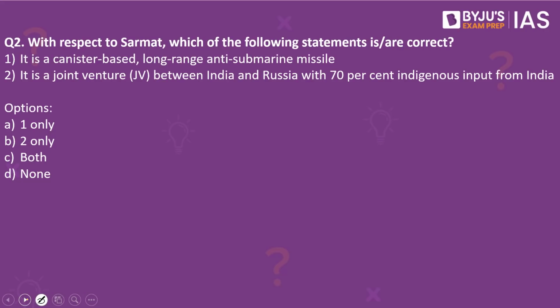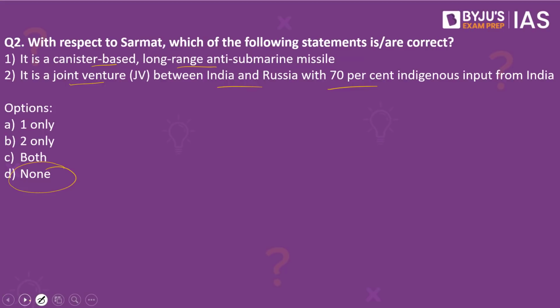With respect to Sarmat, which of the following statements are correct? It is a canister based long range anti-submarine missile. It is a joint venture between India and Russia with 70% indigenous input from India. Which of the statements are correct? The answer to this is none.